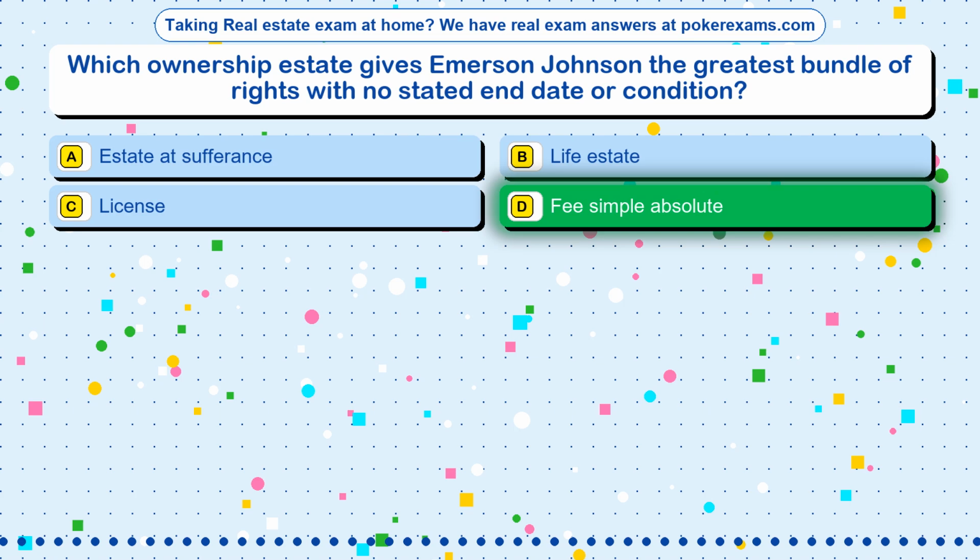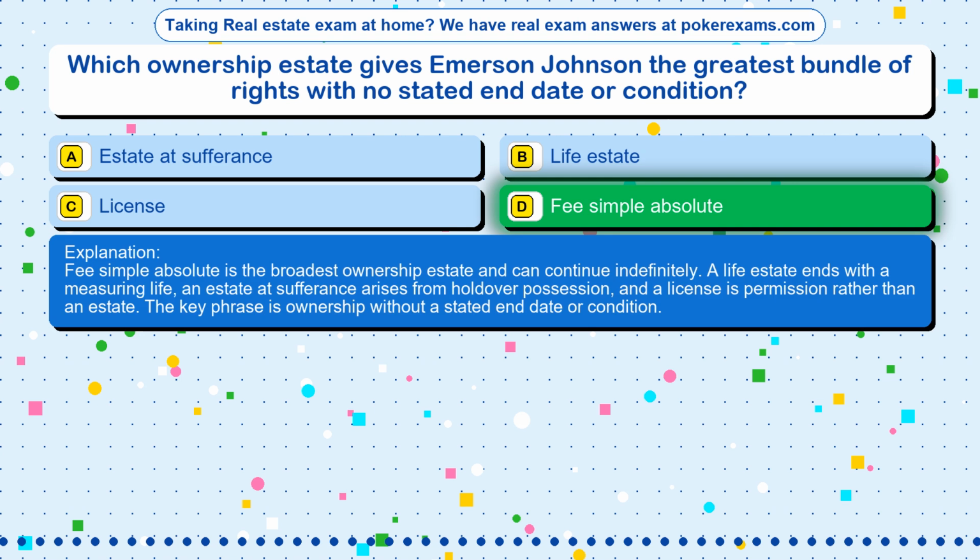The correct answer is option D. Fee simple absolute. Fee simple absolute is the broadest ownership estate and can continue indefinitely. A life estate ends with a measuring life, an estate at sufferance arises from holdover possession, and a license is permission rather than an estate. The key phrase is ownership without a stated end date or condition.